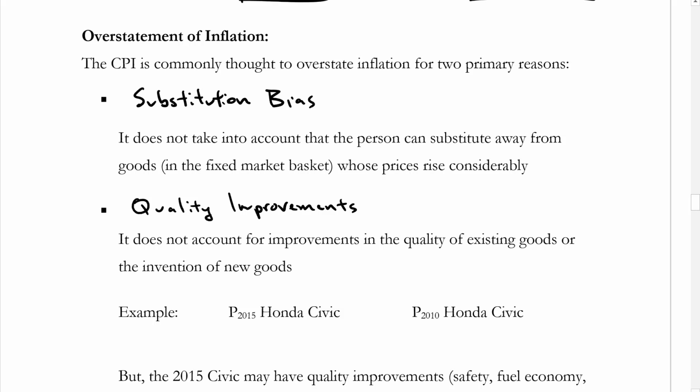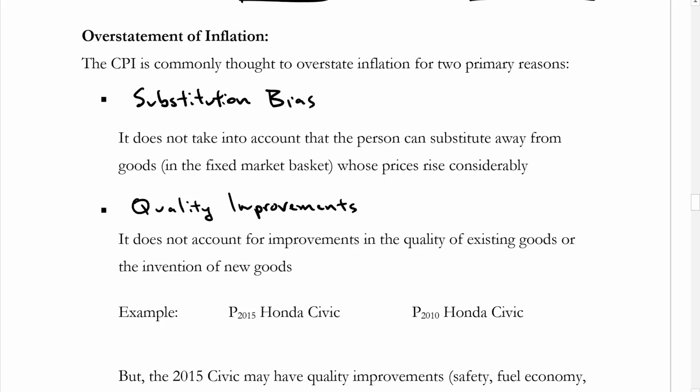So substitution bias. Recall from the last video, the Consumer Price Index is measured by fixing the quantity of goods, fixing the basket of goods. And I gave an example of the grocery store where you could fix the basket, say that you have a gallon of milk, a carton of eggs, some carrots, and some tortilla chips. And that's your basket, and you're measuring the cost of that basket every single month for years.